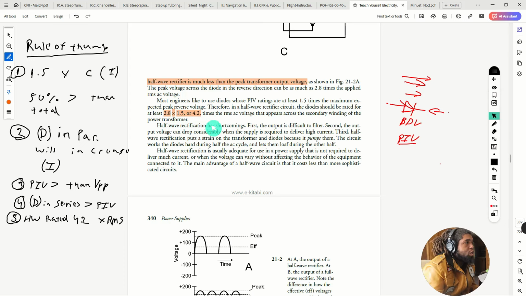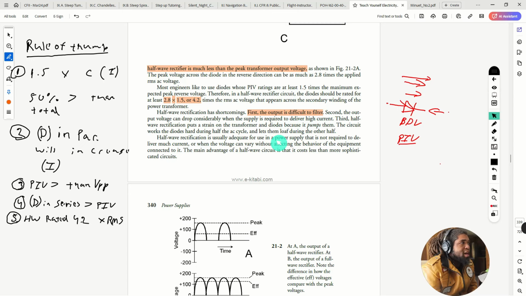Half-wave rectifiers have shortcomings. The first, the output is difficult to filter. This is an interesting one. I wanted to talk about that. We'll just keep that right there. The second is that the output voltage can drop considerably when the supply is required to deliver high current. We're going to talk about that later.